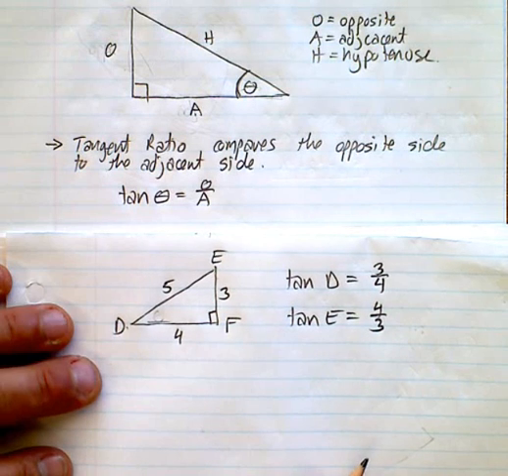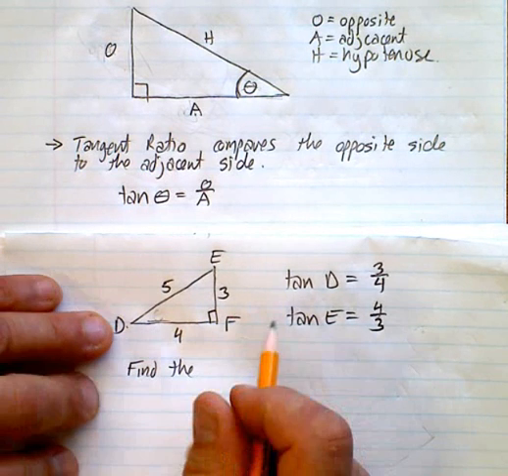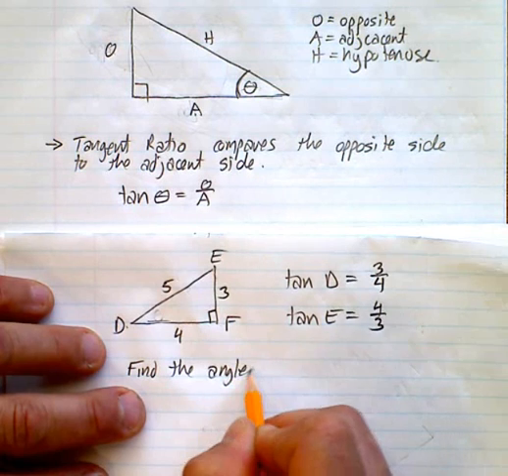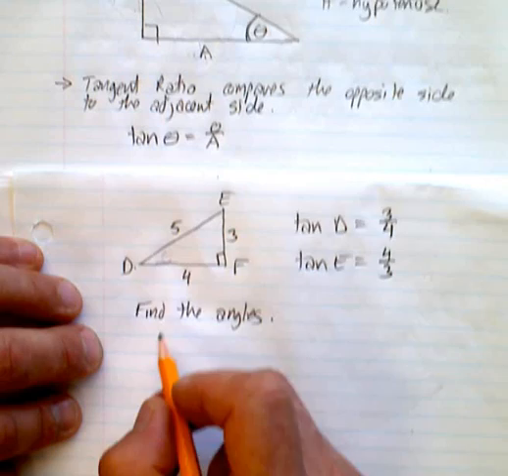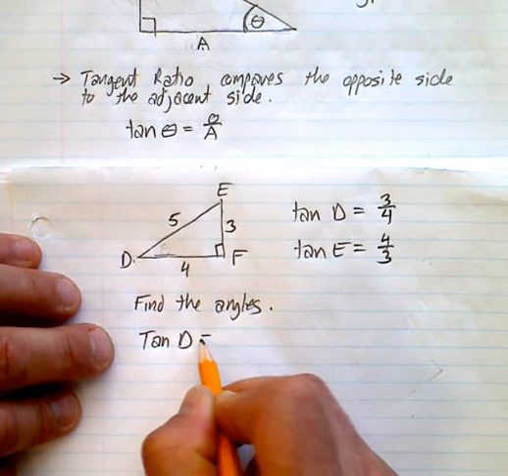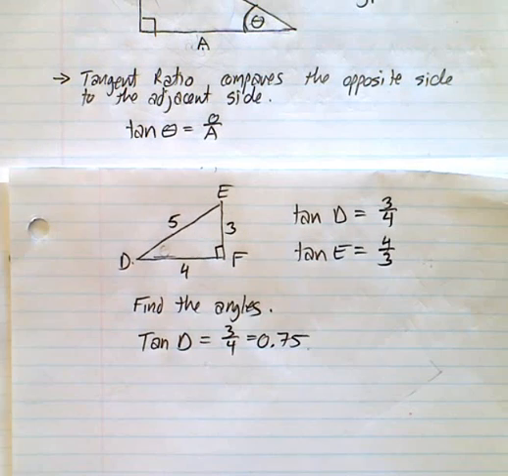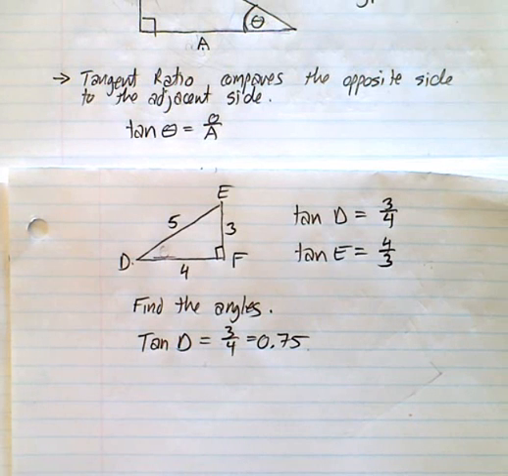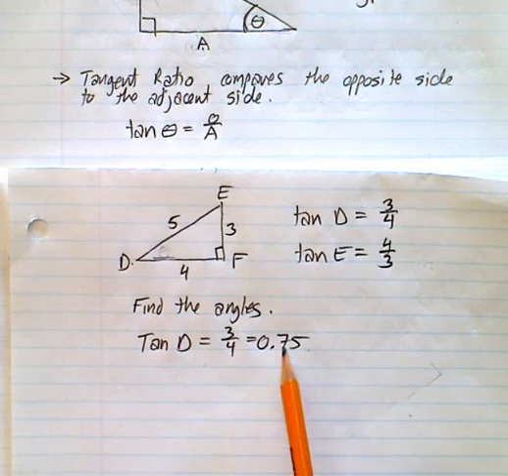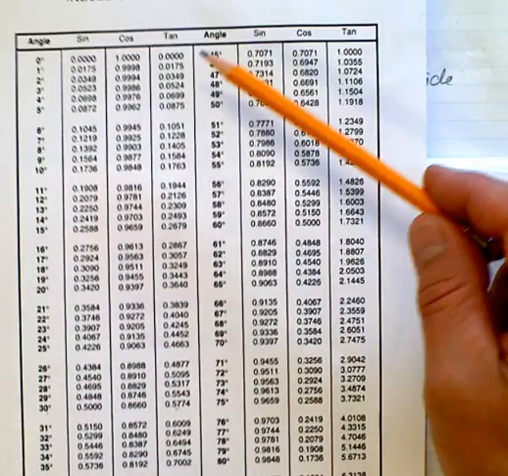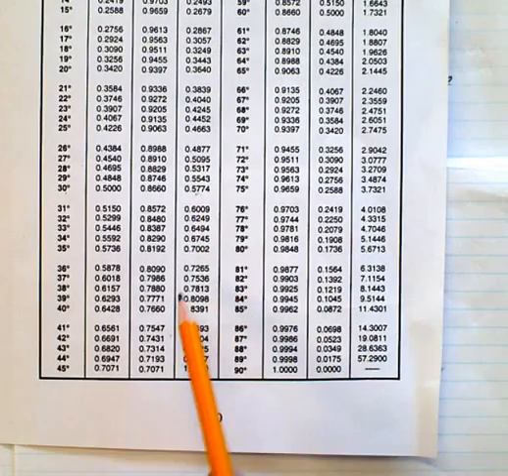Now, what we want to do is we actually want to find the angles. Okay? So let's look at D. I know that tan D is equal to 3 over 4. Now, if you did the math here, you'd get 0.75. I'm going to show you something very cool, okay? The ratio of this side to this side is 0.75. Well, that's what these numbers are on here. Can you find a number in here that's 0.75? The closest one you find is right here.